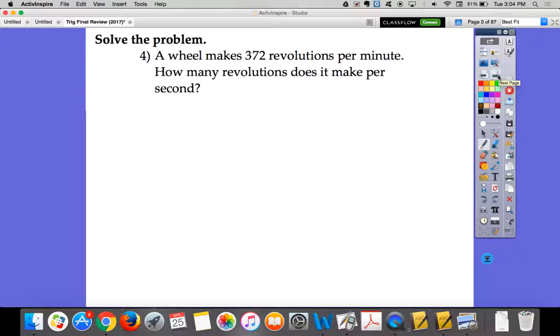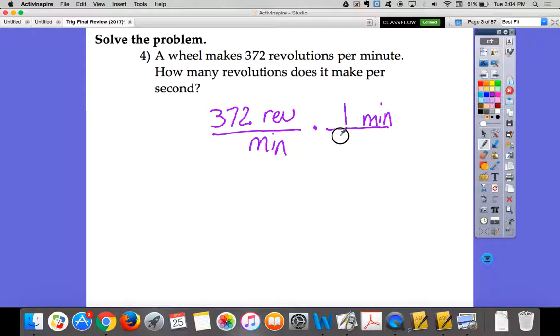Okay, solve the problem. A wheel makes 372 revolutions per minute. Now that might be nice to actually make a note of that. So we've got 372 revolutions in 1 minute. How many revolutions does it make per second? So basically you're converting from minutes to seconds. Keep in mind, we're wanting to change this denominator. So 1 minute is equal to 60 seconds.